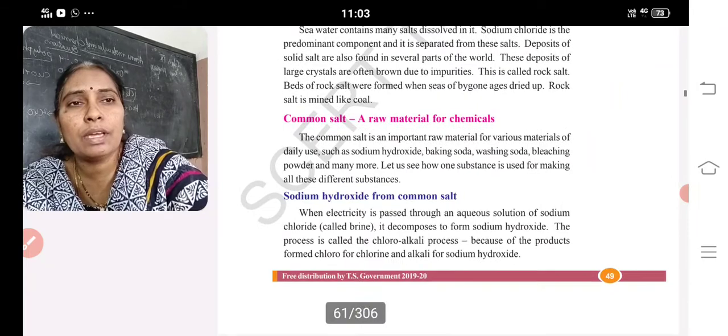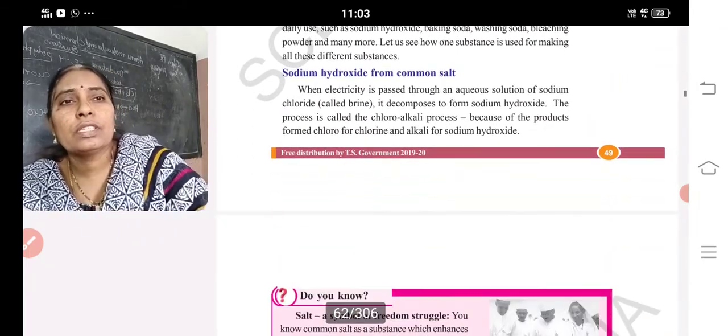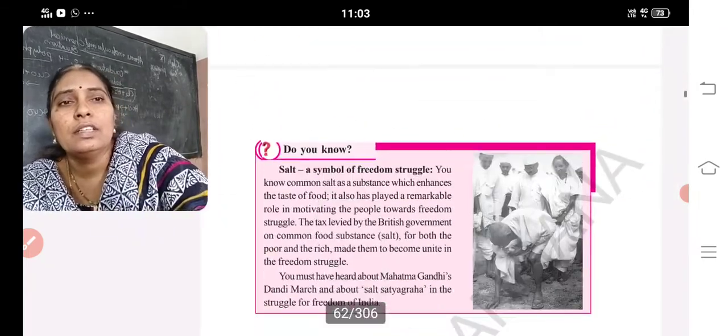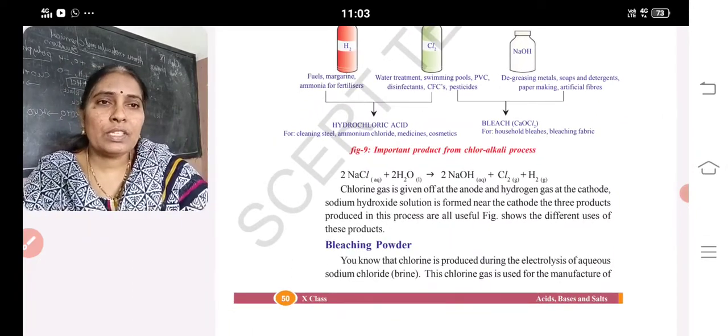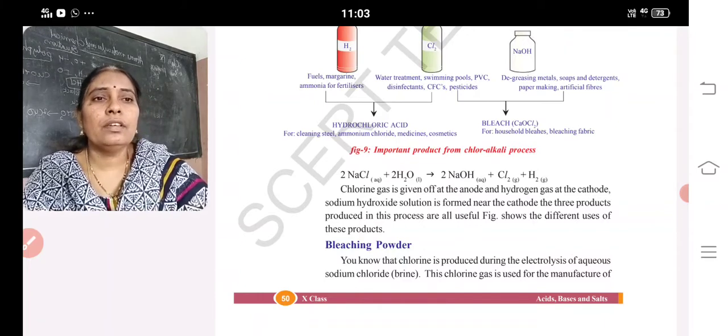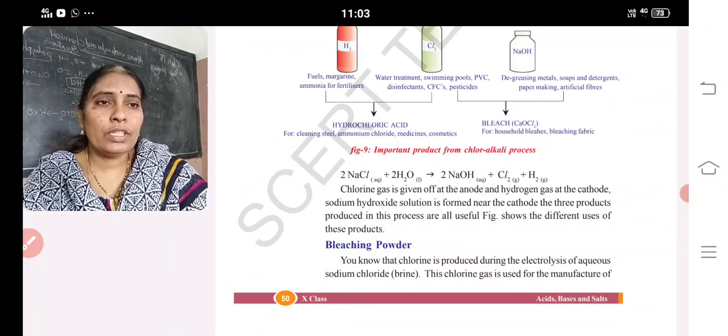What is the first chemical? Sodium hydroxide from common salt. Sodium chloride plus water gives rise to sodium hydroxide plus chlorine plus hydrogen. Chlorine is produced during the electrolysis of aqueous sodium chloride, which is known as brine solution.